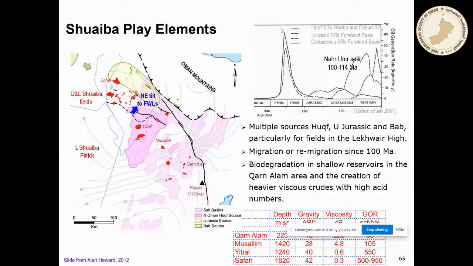However, Shuaiba was not then deposited, because Shuaiba is deposited in Cretaceous. So that won't make sense, isn't it? Because the oil left the source rocks before the Shuaiba was deposited on top. So how do we explain that?